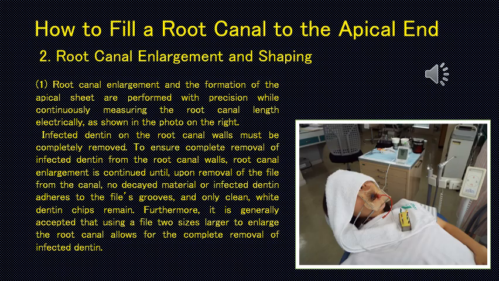To ensure complete removal of infected dentin from the root canal walls, root canal enlargement is continued until, upon removal of the file from the canal, no decayed material or infected dentin adheres to the file's grooves, and only clean, white dentin chips remain. Furthermore, it is generally accepted that using a file 2 sizes larger to enlarge the root canal allows for the complete removal of infected dentin.